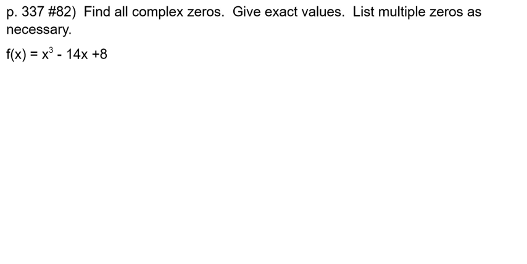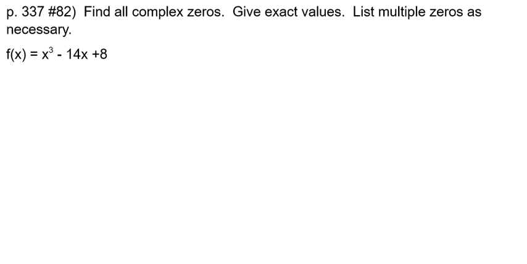Here is another video from page 337. This is number 82. Wow, we have a lot of videos today. That is super exciting. We're finding all complex zeros, giving exact values, and listing multiple zeros as necessary. And take a look at this polynomial. Notice we do have an x squared term missing, so we're going to need a 0 as a placeholder when we get to our synthetic division.